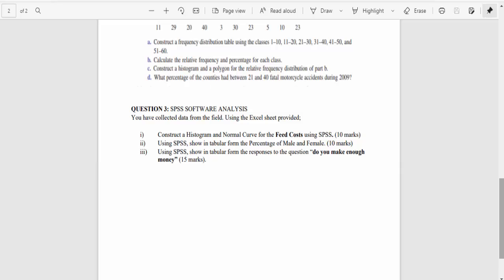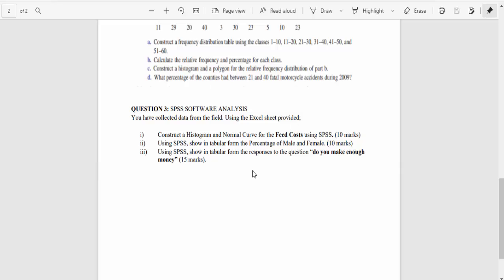Another question that follows is to do with the SPSS software. During the test or exam, we'll give you a set of data. So for instance, you have collected data from the field using the Excel sheet provided. We'll actually provide you with an Excel sheet during a test, and you're supposed to construct a histogram and normal curve for the type of data that you have.